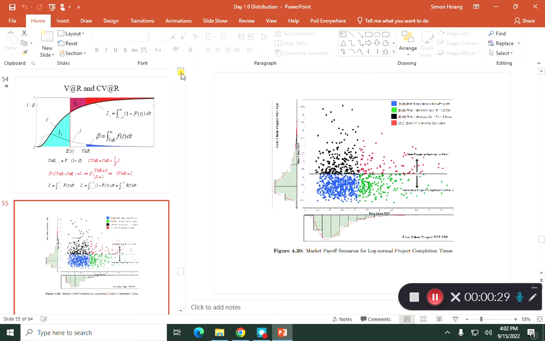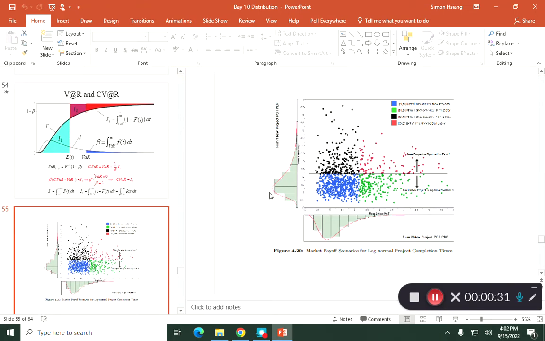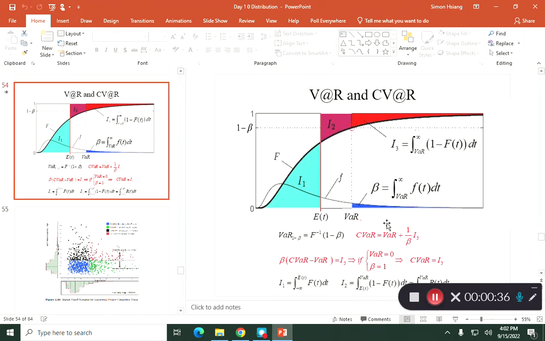For the distribution, basically here's the equation we're always talking about. CVAR is VAR plus I3 divided by beta. I3 is the red area. Beta is the blue area. Beta is based on the PDF, and I3 is based on the CDF.